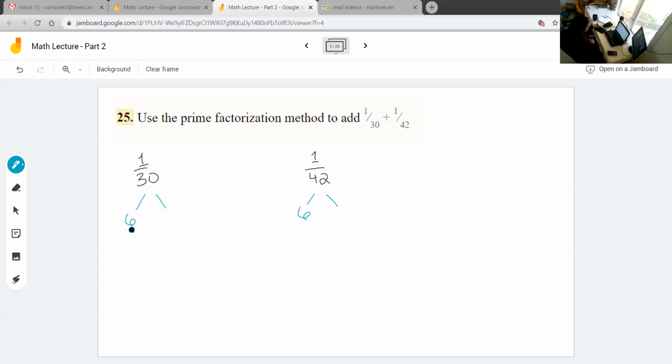If you weren't sure, make a whole factor tree and you'd get a 2 and a 3 and so on. So this one is 6 times 5. This one is 6 times 7. There's 2 6s. So we're going to get rid of one of them. And then our goal for the denominator will be what's left over, the 6 that's not crossed out, the 5 that's not crossed out, the 7 that's not crossed out. So 210.